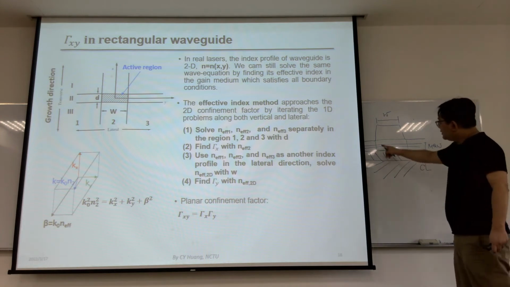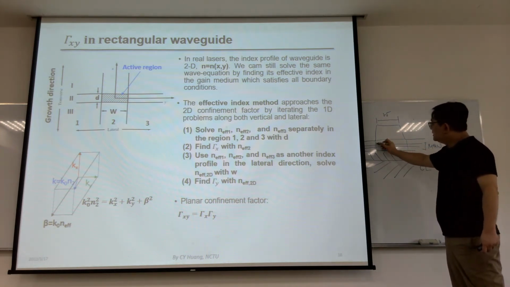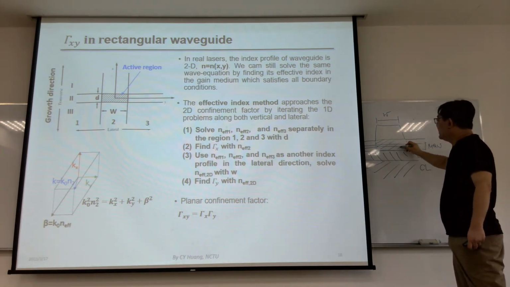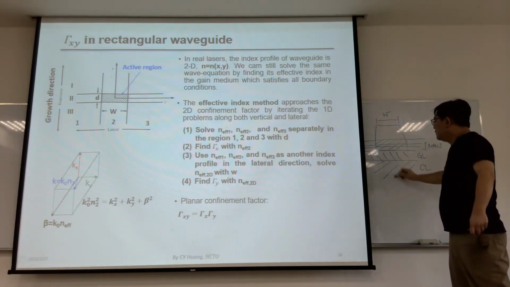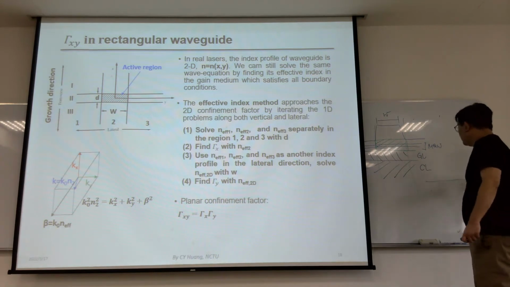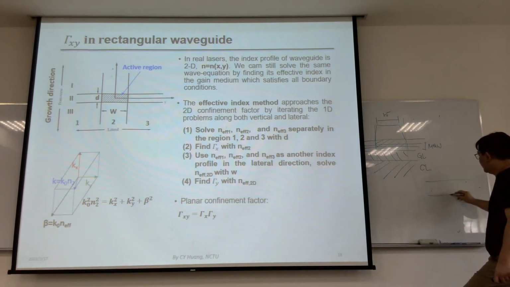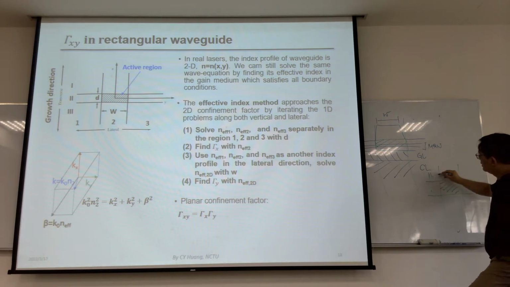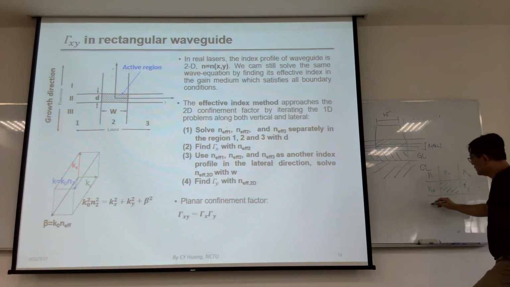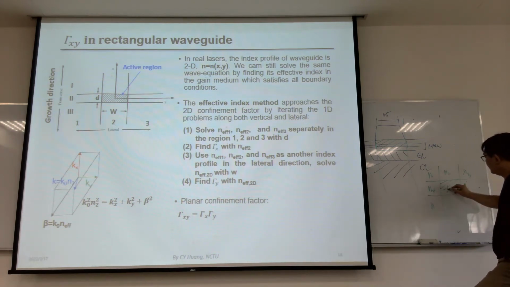That means we took this small part as the active region, and so it makes such a structure and simplified like this. And this is the etched region. And we give it different refractive indices.